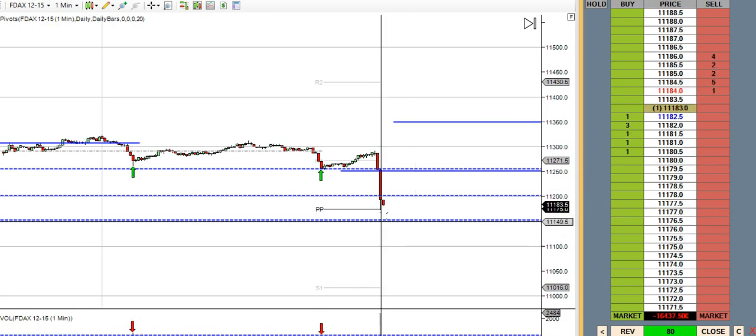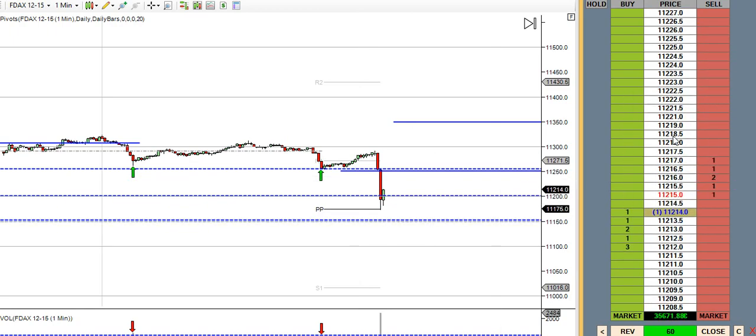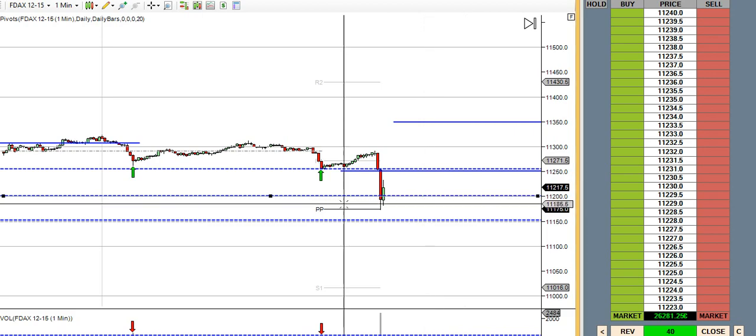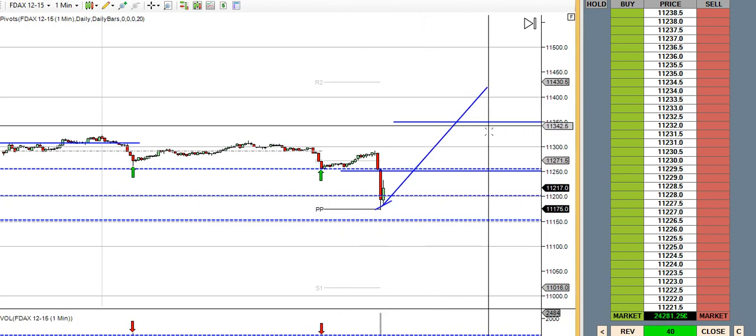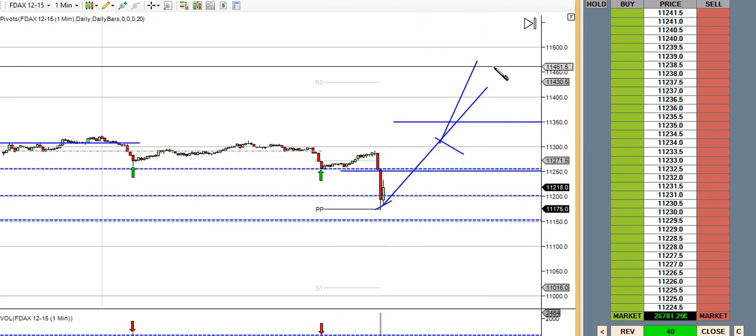Let's see if we found support here in reverse or if we just collapse further downside. I bought here for this reversal. Very good trade. Immediately spike. Let's see now if this support can hold up and break out 300 or even higher.